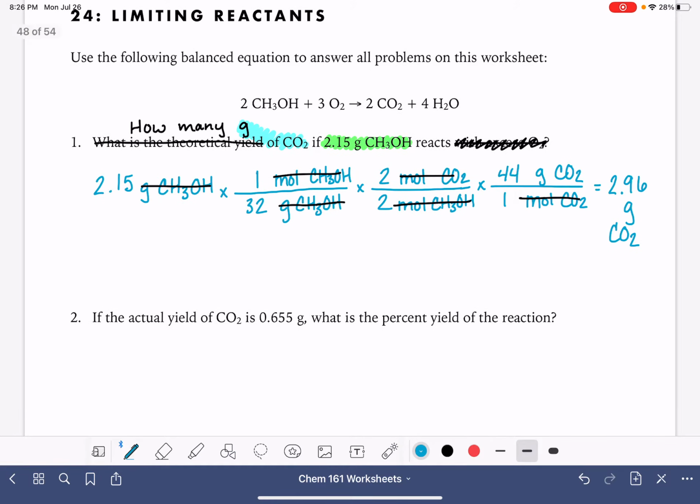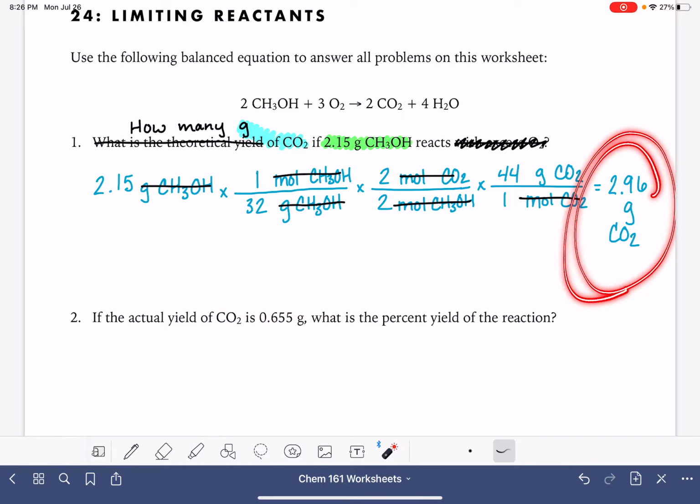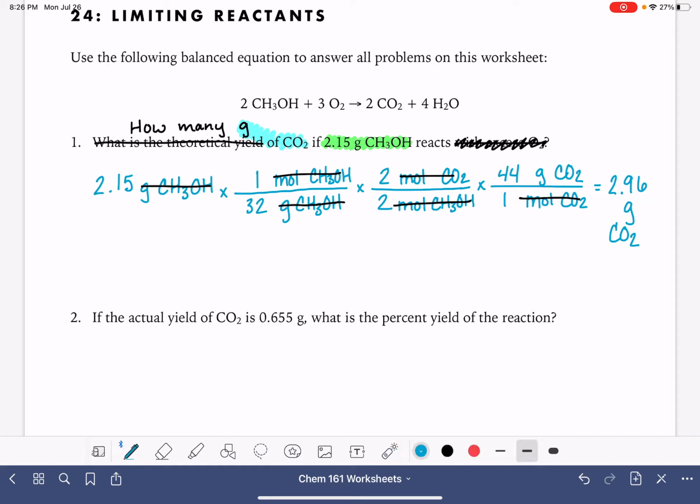Question number 2 says, if the actual yield of CO2 is 0.655 grams, what is the percent yield of the reaction? So this is saying, okay, we did the reaction and we ended up actually making 0.655 grams. So something went horribly wrong because we should have made 2.96 grams. We just didn't come up with that much. What is the percent yield?